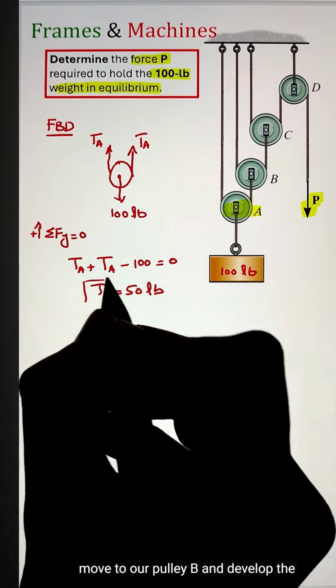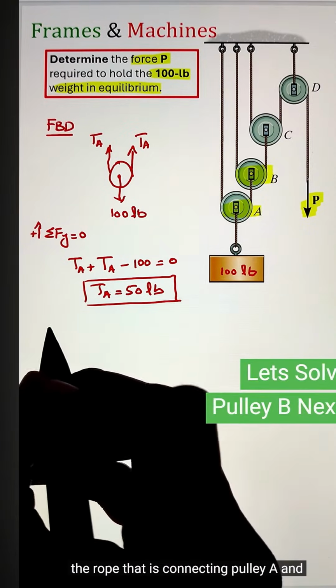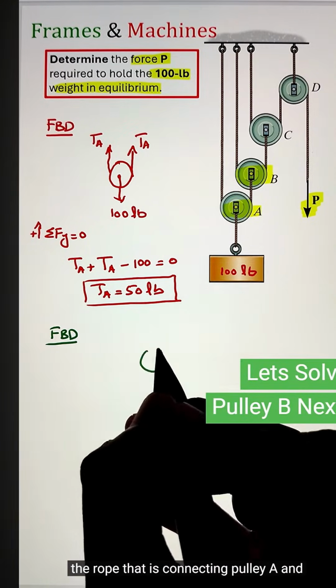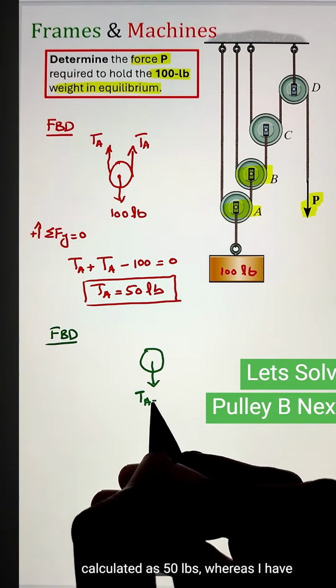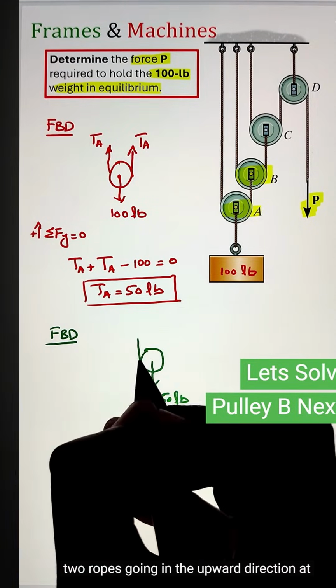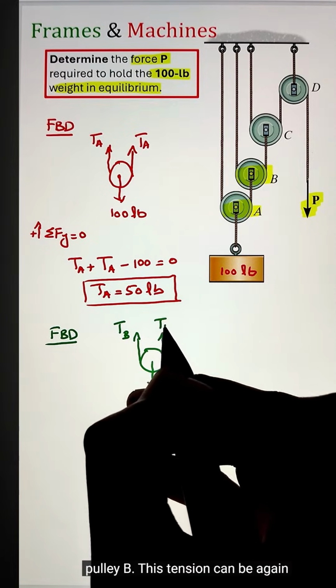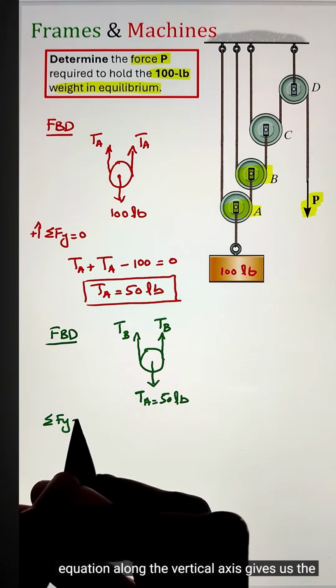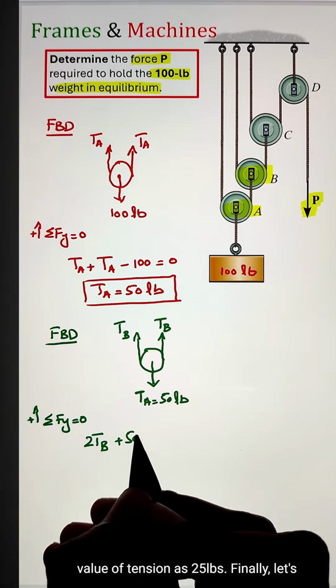Now, next move to our pulley B and develop the free body diagram. Now, in this case, the rope that is connecting pulley A and pulley B, the tension in that we have calculated as 50 pounds, whereas I have two ropes going in the upward direction at pulley B. This tension can be again calculated by applying the equilibrium equation along the vertical axis. That gives us the value of tension as 25 pounds.